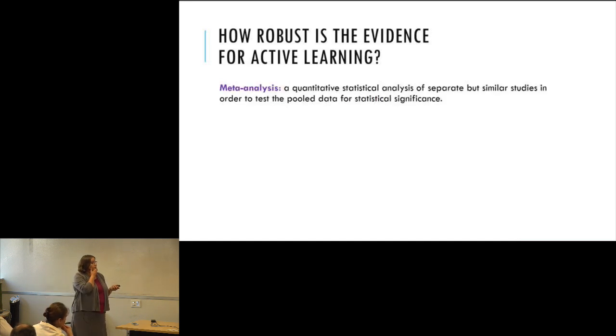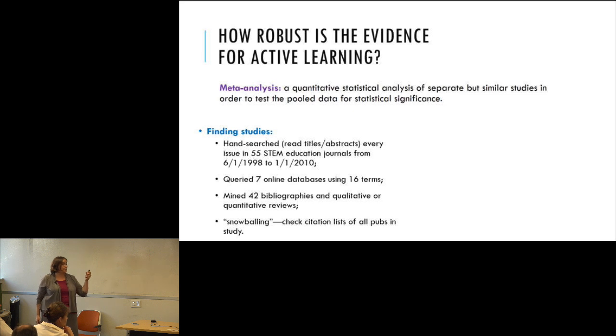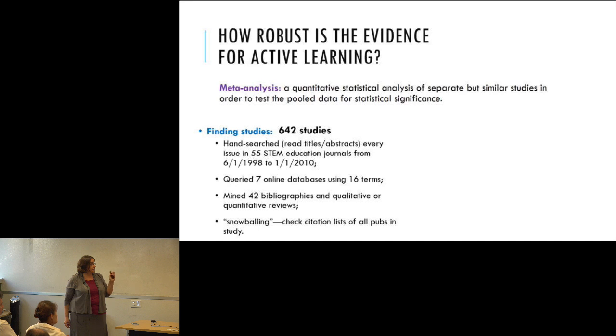So finding the studies. What we did here is we hand-searched 55 STEM education journals from 1998 to 2010. We queried online databases, we mined bibliographies, and then we did a snowballing check where we checked the citations in all the publications that we pulled to make sure that we covered everything. By doing that, we found 642 published studies in the literature across all of STEM on active learning, comparing an active section to a passive section.